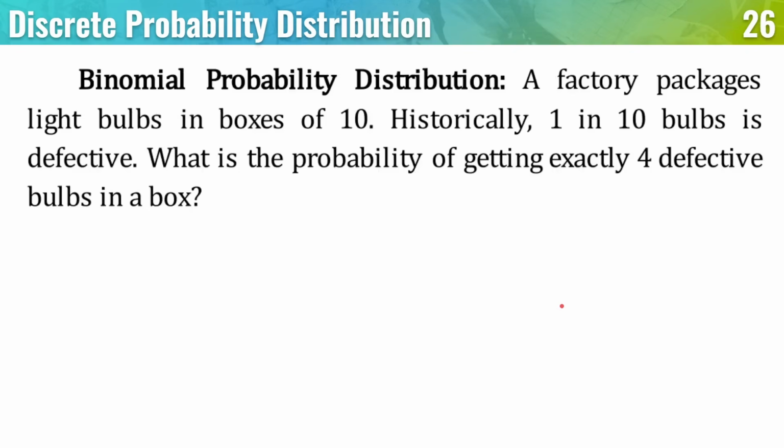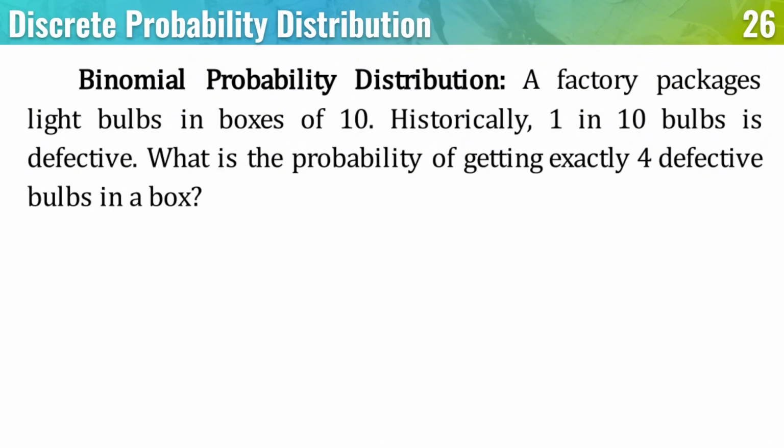Number 26. Binomial probability distribution. A factory packages light bulbs in boxes of 10. Historically, 1 in 10 light bulbs is defective. What is the probability of getting exactly 4 defective bulbs in a box?